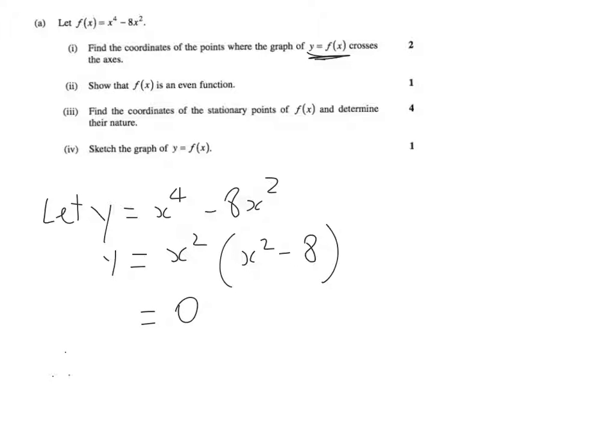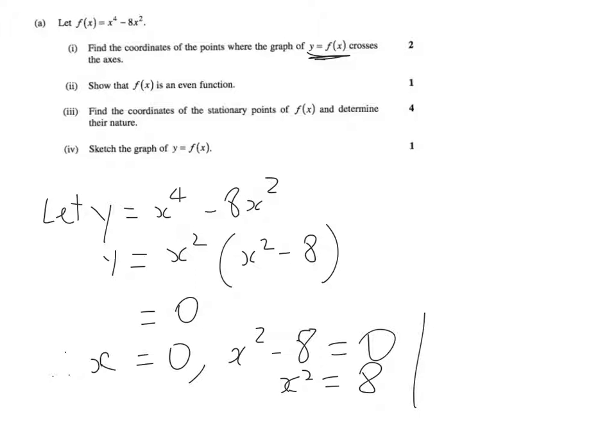So therefore x equals 0, or x squared minus 8 equals 0. And if x squared minus 8 equals 0, that means x squared equals 8, and x equals plus or minus 2 root 2. So I'll rub that out, that's not particularly neat. x equals plus or minus 2 root 2. Okay, so we've got 3 roots.